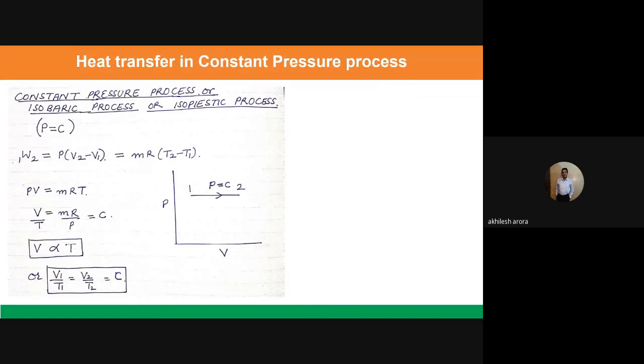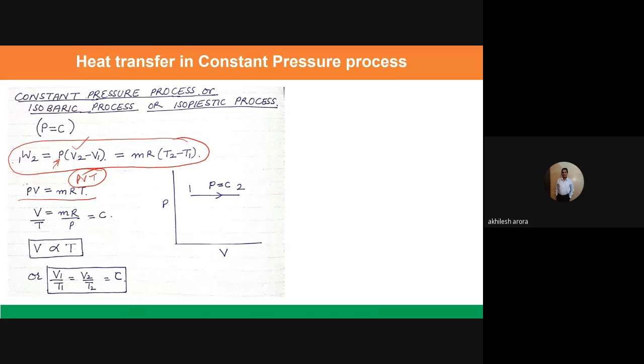Proceed to the heat transfer in a constant pressure process. Once again, this is the equation of work transfer for a constant pressure process. It is given by P(V2 minus V1), P being constant. Now I am interested in finding out the PVT relationship. I know this is the gas equation: PV is equal to mRT.